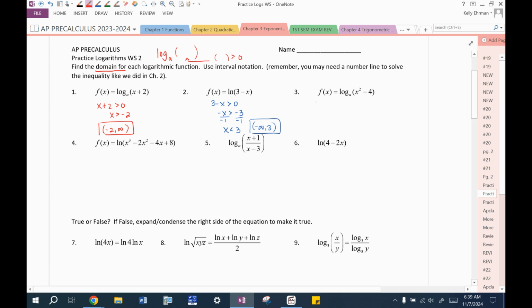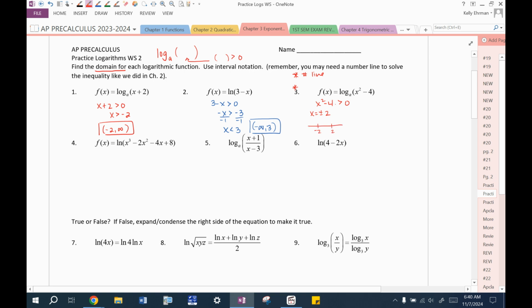For the next one, x squared minus 4 needs to stay greater than 0. So this one is not just a little linear expression. Anytime I put a star next to it, it means we need a number line. You need to find the values for x. So x equals plus or minus 2, and then put those on a number line.